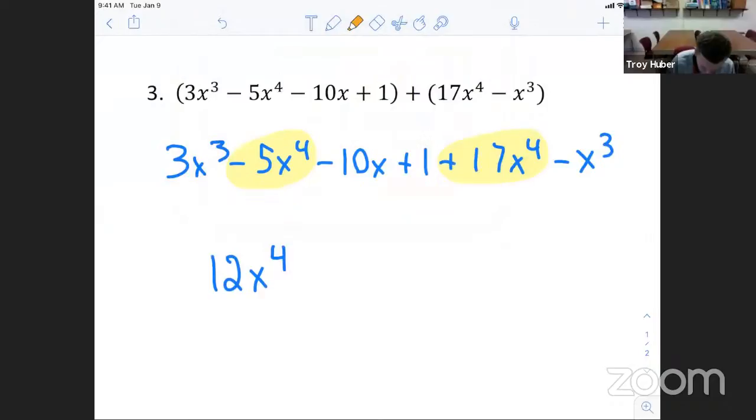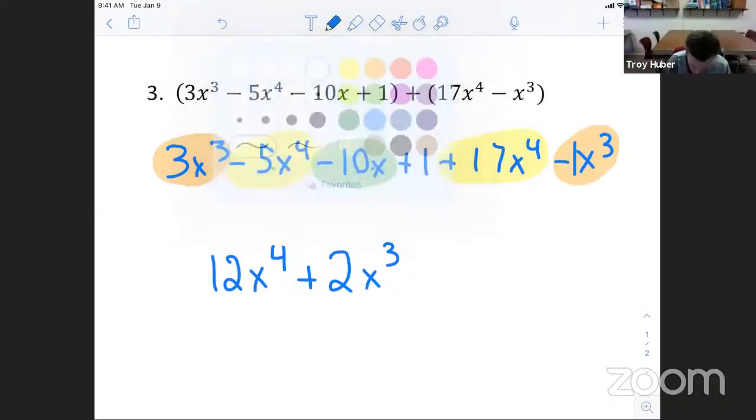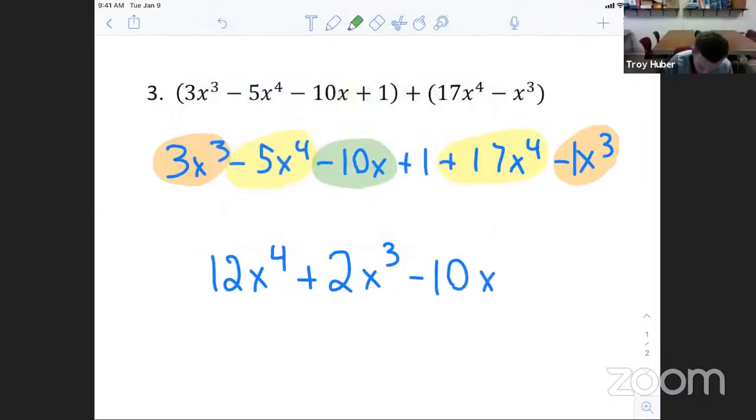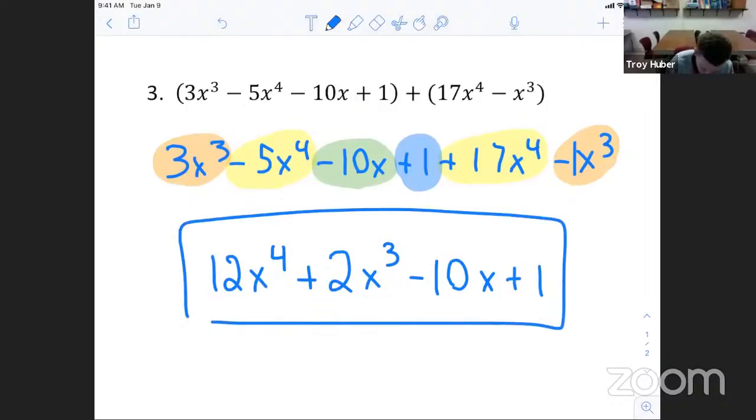All right, then let's look for x to the 3rd powers. I have 3x to the 3rd power, and this one over here would be negative 1x to the 3rd power. So 3 minus 1 would be 2x to the 3rd power. Next, let's look for any x's. I have just this negative 10x. And finally, any constants. We have just this positive 1. All right, so that would be my simplified polynomial for that one.